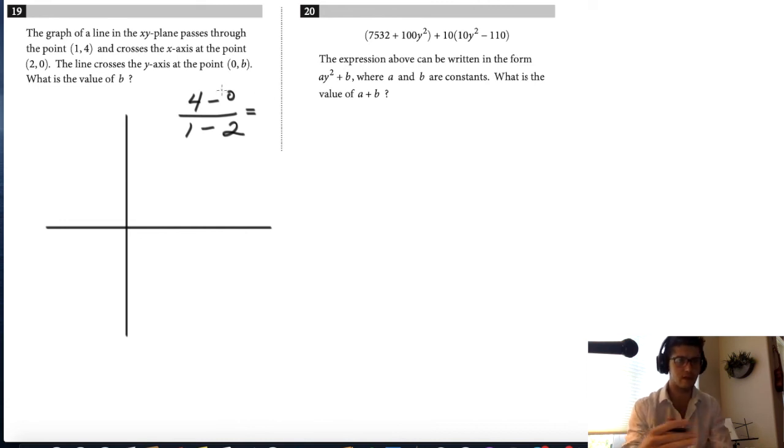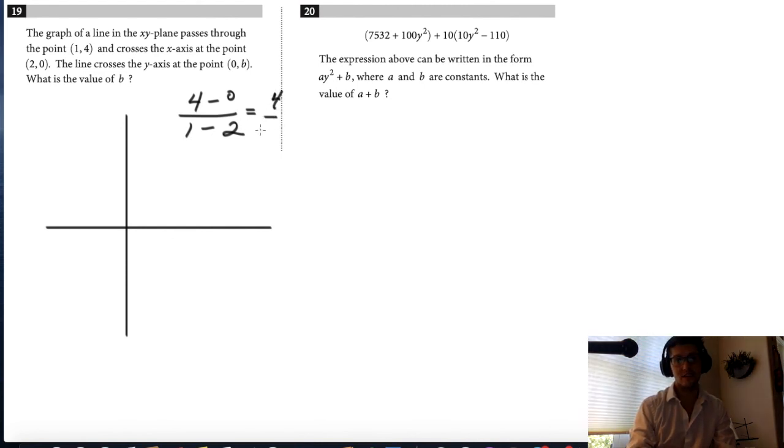Instead of saying y2 minus y1, it's like put in the y, put in the x. Minus, put in the y, put in the x. Right? That approach to me is just different, which means that I won't make the same mistakes. And obviously what we get here, 1 minus 2 is negative 1. So the slope is negative 4.